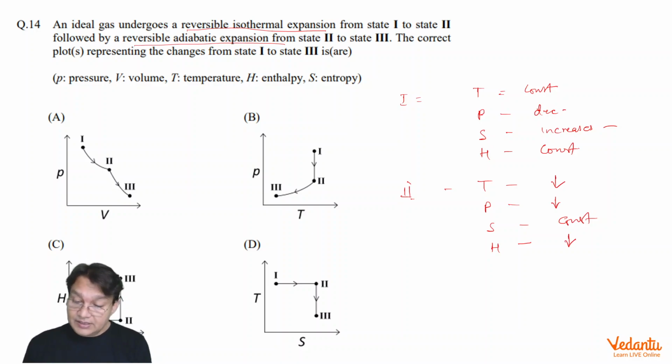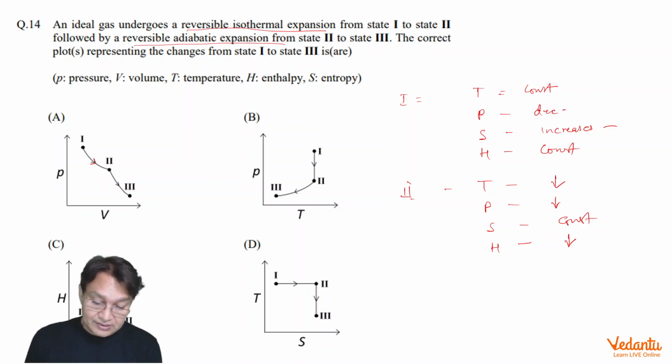So judging by these criteria, if you see the first graph, pressure is decreasing from 1 to 2, volume is increasing, and from 2 to 3, the same thing. The slope of 1 to 2 is less than the slope of 2 to 3, and that is the characteristic of an adiabatic process. So it's a perfect graph, one for isothermal followed by reversible adiabatic expansion. So option A is a correct option.